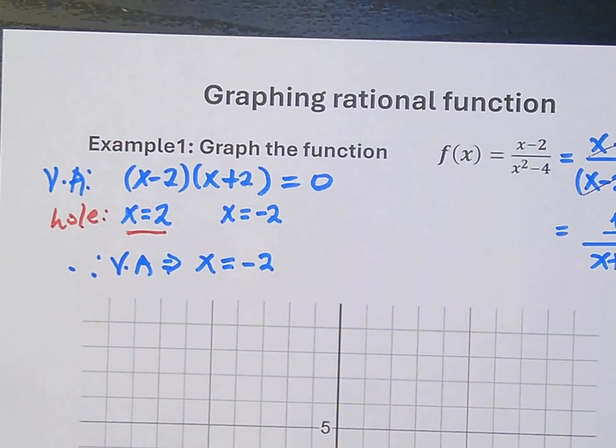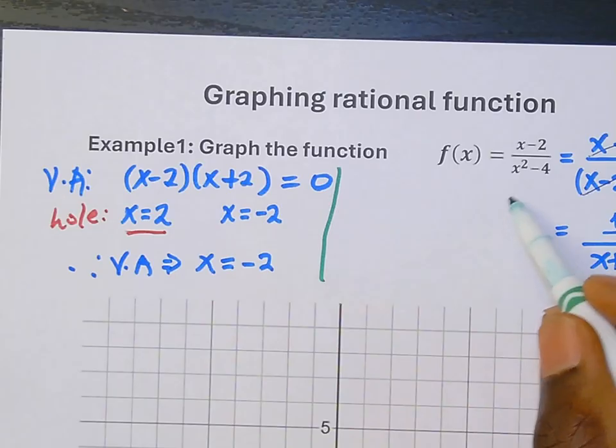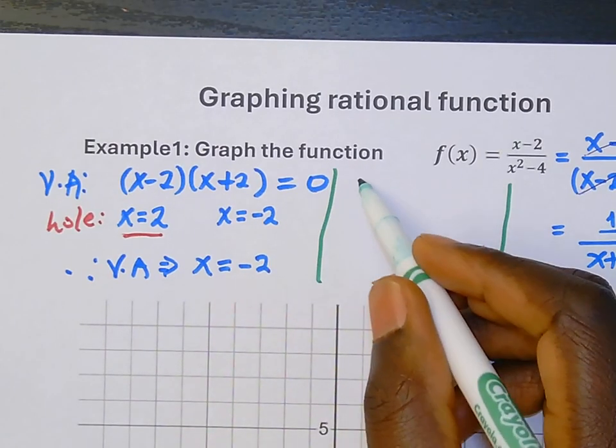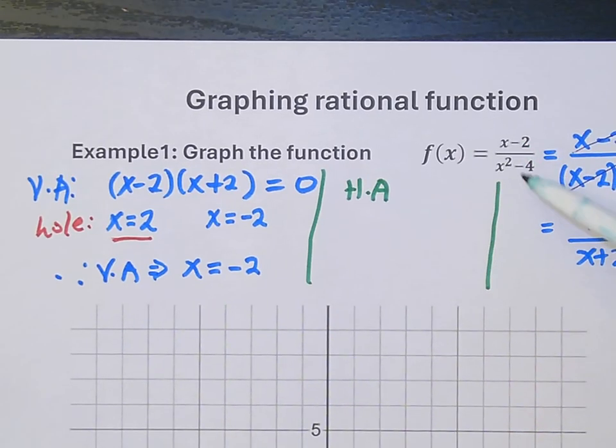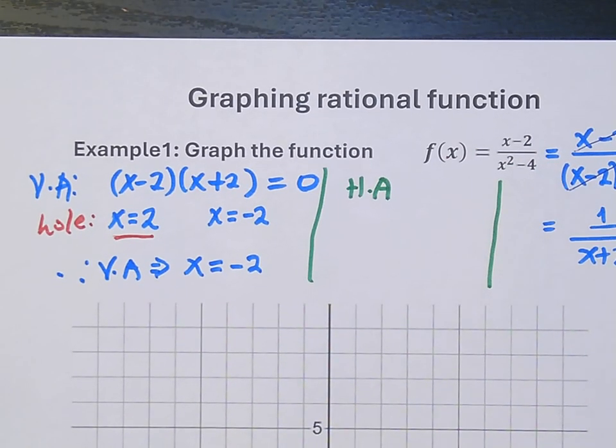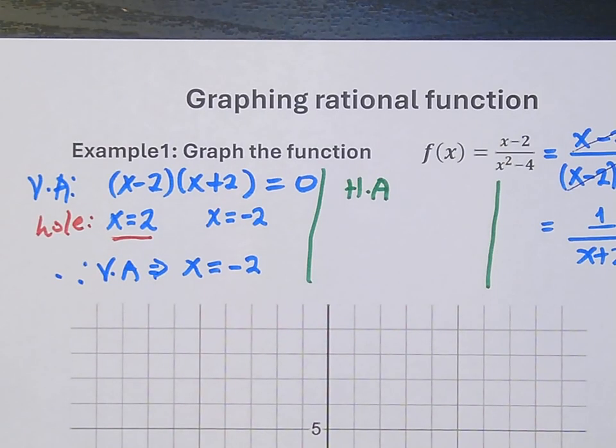Okay, so now the other asymptote we need to find is the horizontal asymptote. How do I find the horizontal asymptote? To find the horizontal asymptote, what we're going to do is compare the degree of the numerator to the degree of the denominator. If they are the same, then we divide the leading coefficient of the numerator by the leading coefficient of the denominator. If the degrees are not the same, then we make them the same by introducing a 0.